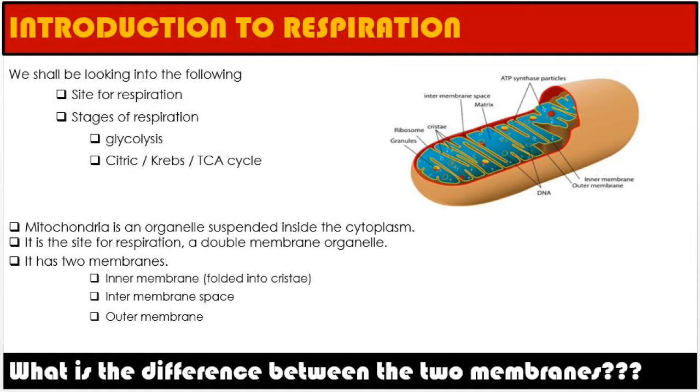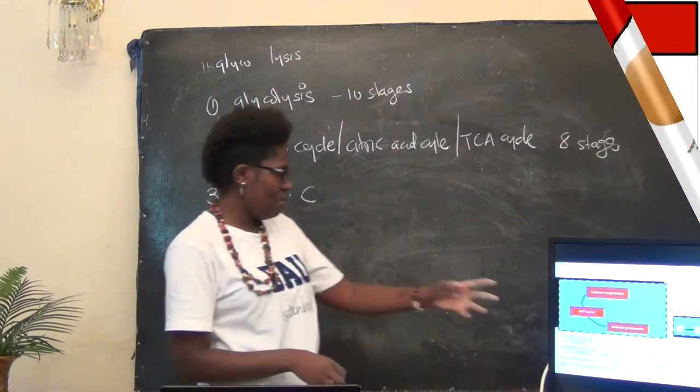And we have stated that mitochondria is an organelle which is suspended inside the cytoplasm. It is the site for respiration. It is a double membrane organelle. It has 2 membranes, that is the inner membrane folded into cristae, the intermembrane space, and the outer membrane. And okay, fine. This leads us to the issue of the ATP cycle.